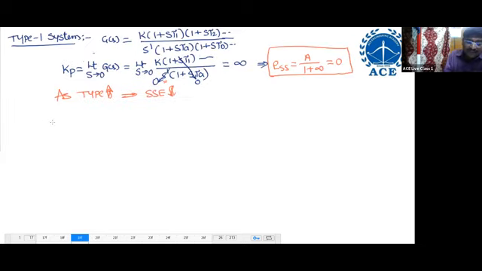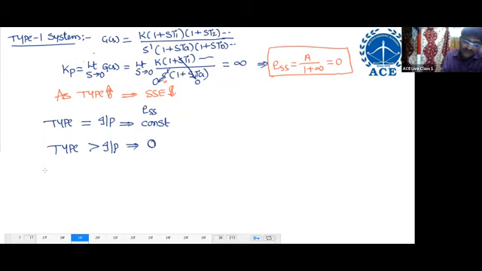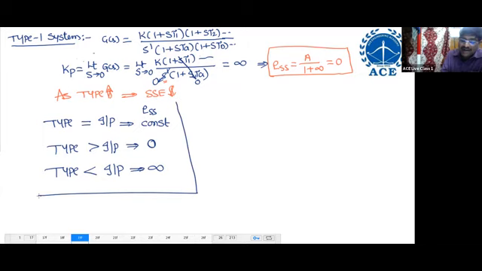Type is greater than input. Input values, remember: step 0, ramp 1, parabolic 2. If the type is greater, the steady state error is 0. If the type is less than input, then the steady state error is infinity.